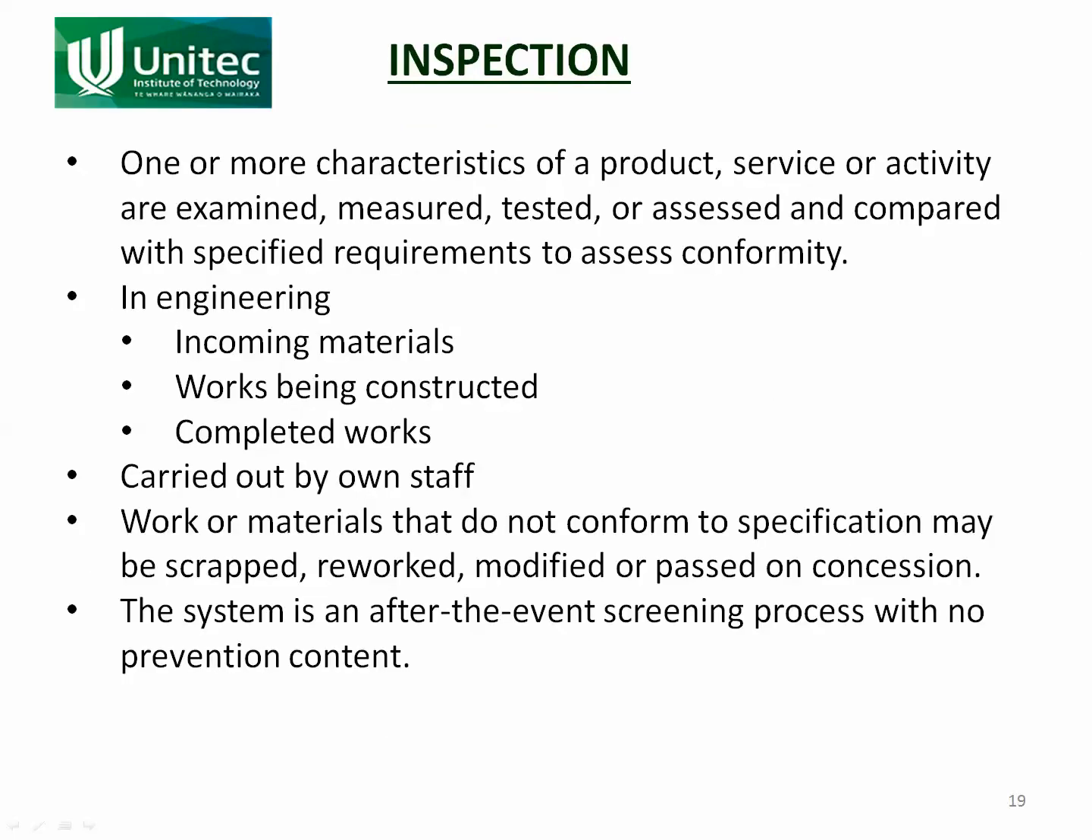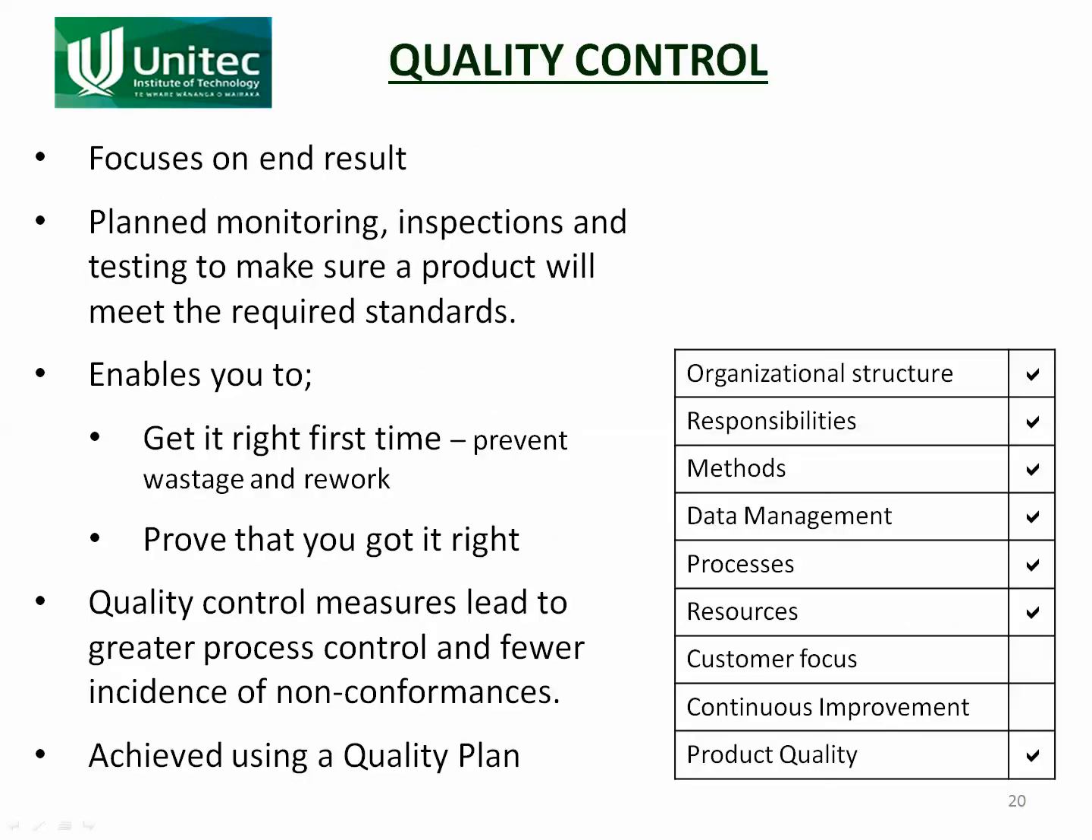So inspection, you're inspecting one or more characteristics of it. In engineering, you'll be checking the incoming materials. Are they what was required? Is the work being constructed properly? Completed works? So if something doesn't conform to specification, you scrap it or rework it. So it's after the event screening, no prevention. So you're not trying to stop mistakes from happening, you're just picking them up when they do happen.